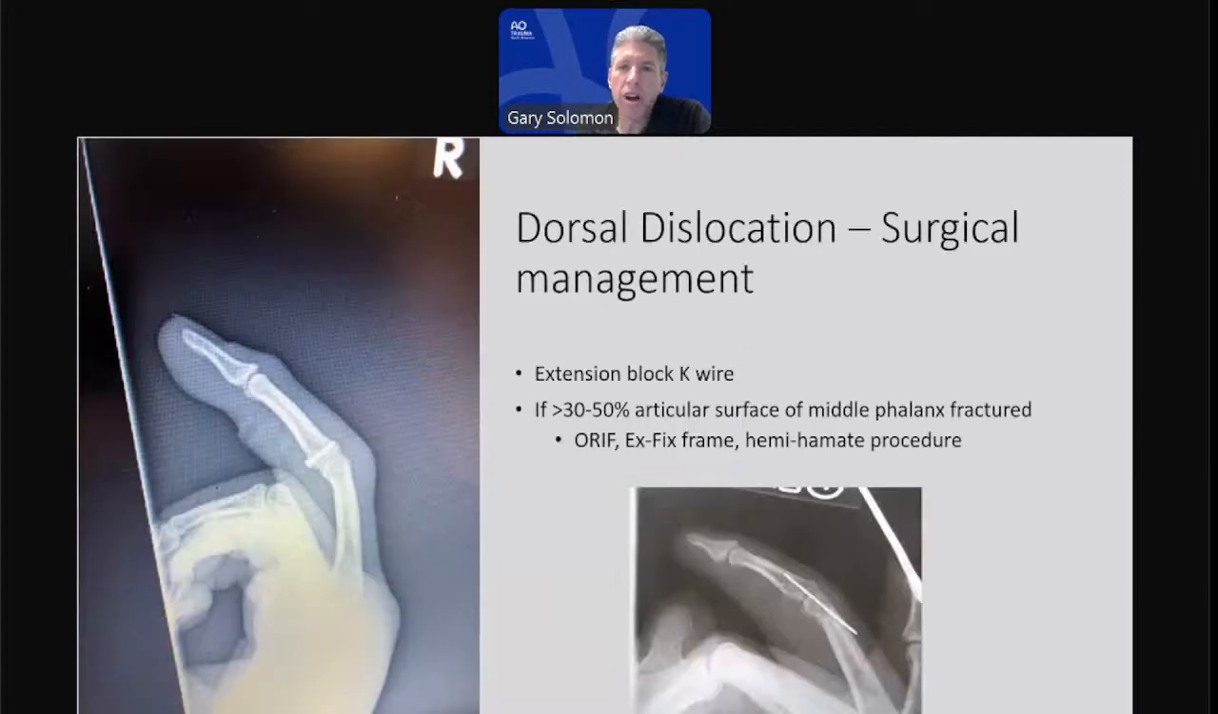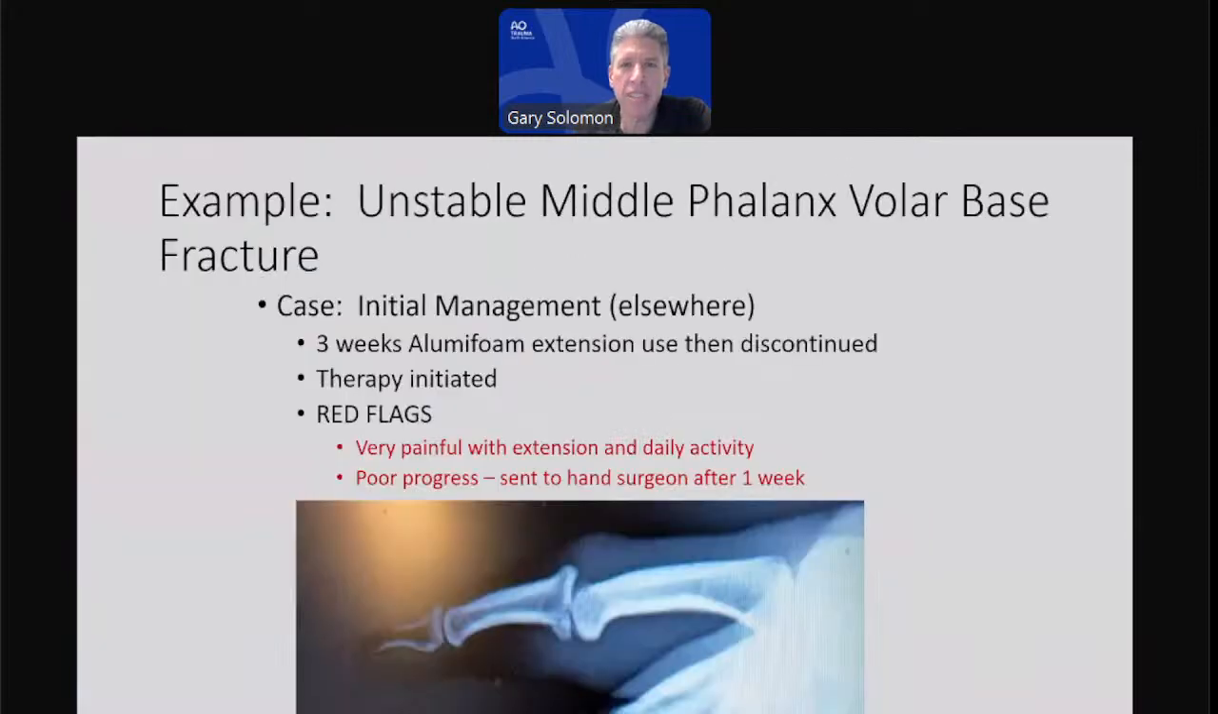Surgical management, those were covered nicely in the previous talk. They range from extension block pinning to ORIF, extension or external fixators, or the hemi-hamate. They're managed similarly, in that we start with the dorsal block and then gradually progress into extension. Here's an example of a case.